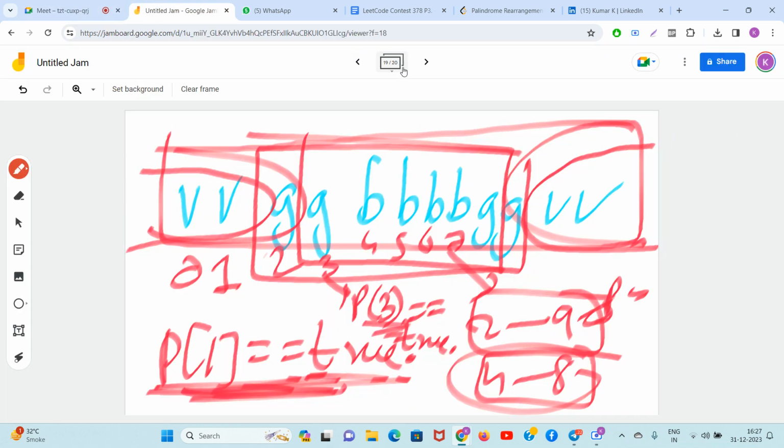Yes, this thing should be very clear to you. It will be used in many palindromic problems. Okay.